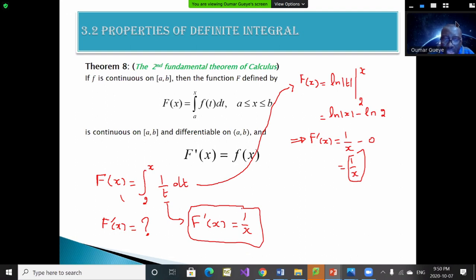But I save time if I already know what the theorem says. The theorem says you don't have to do all this. You're just wasting time. You need only to take this function inside and substitute t by x if it is x. But if it's not x, you replace it by the function that you have here and multiply by its derivative.